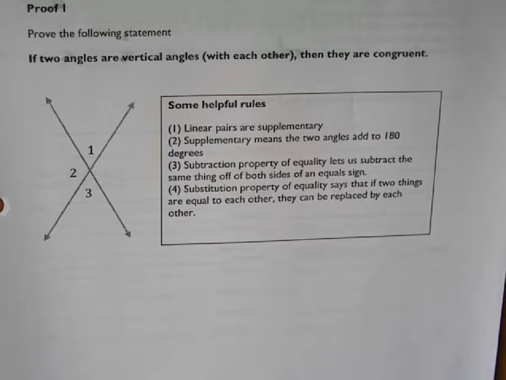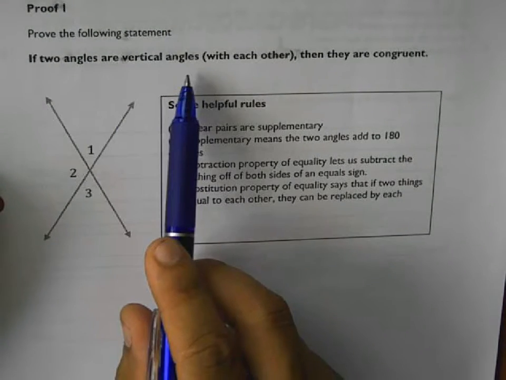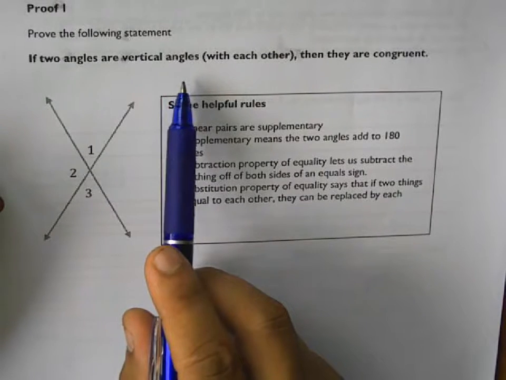In this video we are going to prove a very useful theorem called the vertical angles theorem, and this will be our first proof in geometry, our first formal one at least. Okay. So we want to show that if two angles are verticals with each other, then they are also congruent.